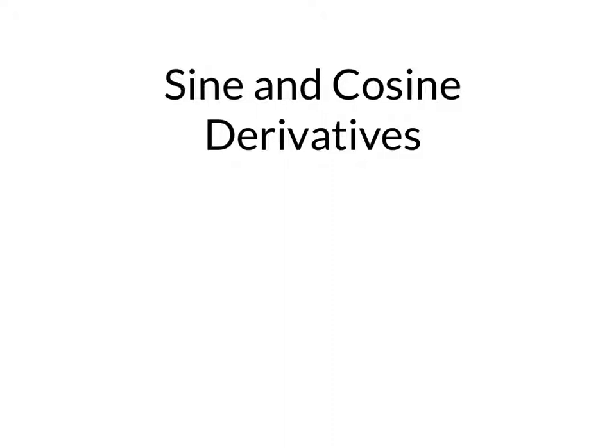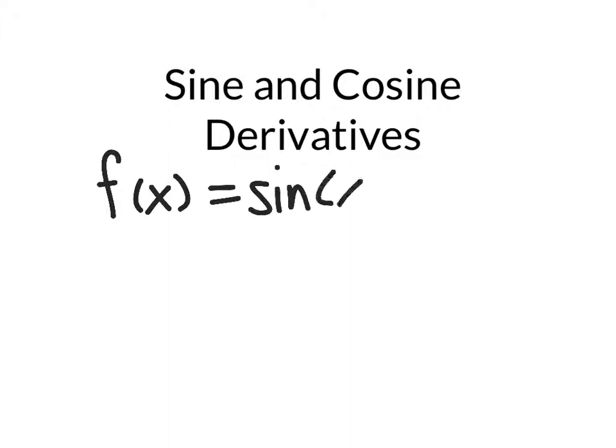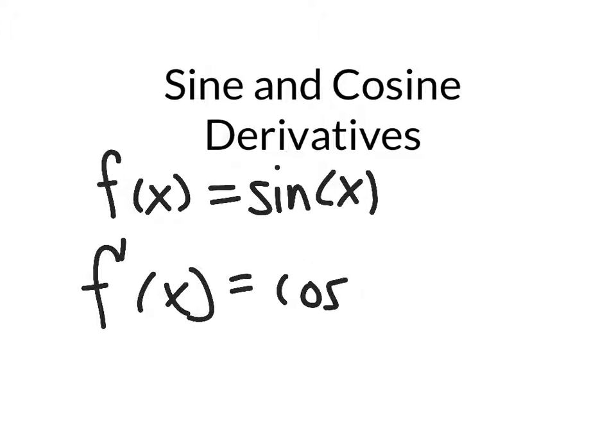But in any case, if I define a function f of x as sine of x, then f prime of x turns out to be cosine of x. Now, I've been writing this in Newton's notation, which is f and f prime, and I'm going to stick to that for now, but I'm going to mix up the notation once we do some practice problems. So this is the derivative of sine.